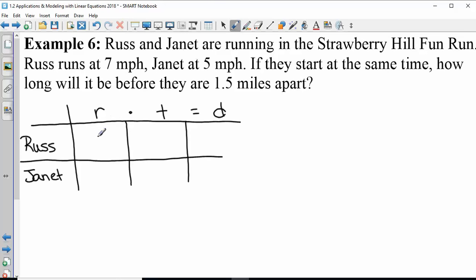Russ is running 7 miles per hour, so that is his rate. Janet is 5 miles per hour, so her rate is 5. They started at the same time, so I don't know how long they've been running, but I know it's the same for both of them, so I'm going to put x on both of those. So my distance, we have 7x and we have a 5x.